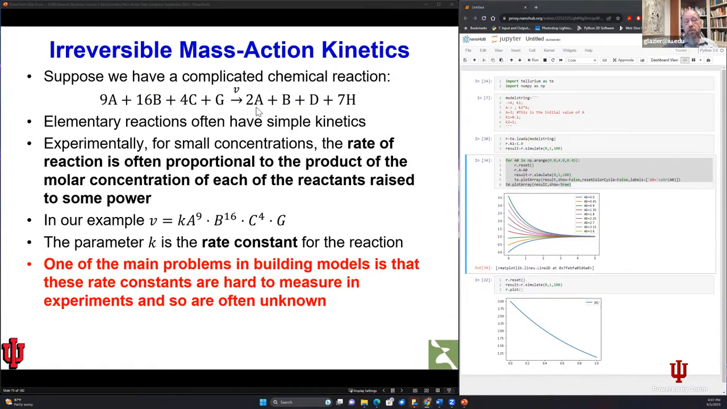And that's why 9A goes to 2A is not the same as 7A goes to nothing, because the rate will be different. In one case, I'd have A to the ninth. In the other case, I'd have A to the seventh. Very different chemical reaction rate. So you can't net out the values on both sides of a reaction. And again, mass action is completely mechanical. If I have 9A plus 16B plus 4C plus G, the reaction rate is some constant, the rate constant, times A to the ninth, times B to the 16th, times C to the fourth, times G. Now, in reality, these rate constants are hard to measure in experiment. So that's a problem, but that's an experimental problem.